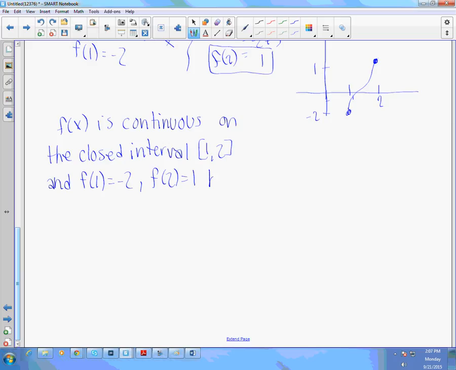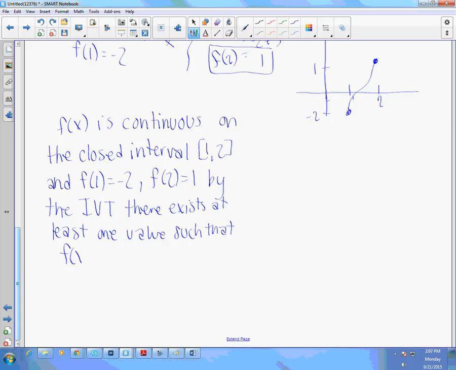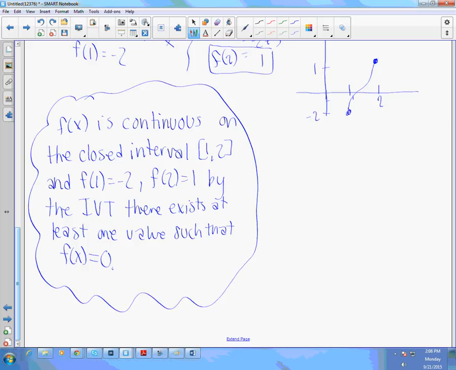There could be more. By the IVT, there exists at least one value such that f of x equals 0. That would be the golden point on your AP exam.